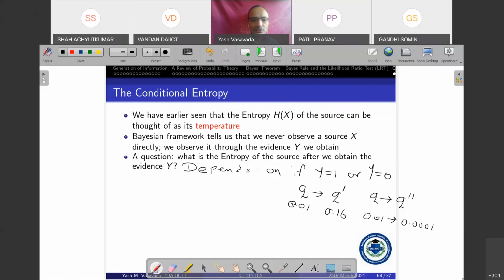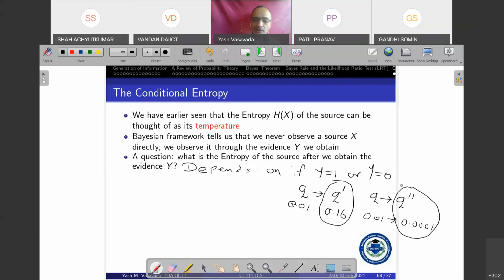So the source starts behaving either as a Bernoulli q prime source, if we get y equal to 1, or it starts behaving as a Bernoulli q double prime source, if y is equal to 0. Does this make sense to you? Yes, sir. Yes.